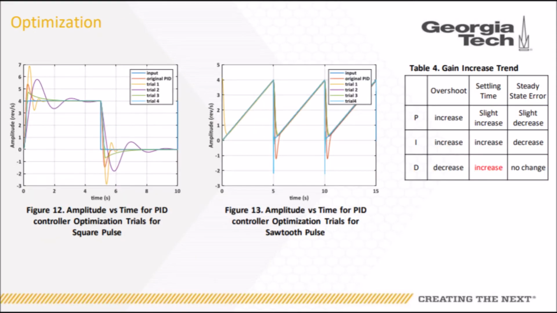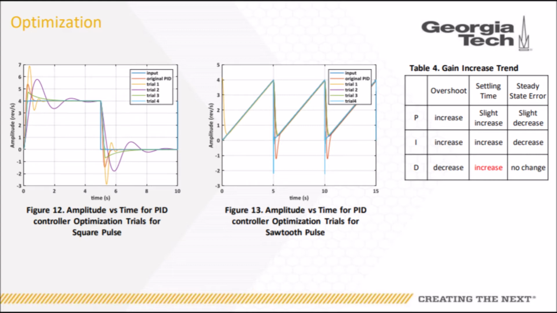Figures 12 and 13 each show the optimization trials for the square and sawtooth wave. Table 4 shows the effect of each gain increase on overshoot, settling time, and steady state error. However, the D gain increase with respect to the settling time somehow did not follow the theoretical trend of decrease. The PID controller with the square input is better for satisfying the client's specifications.